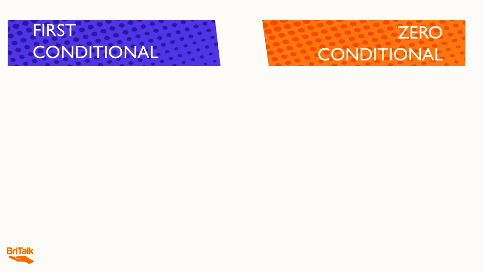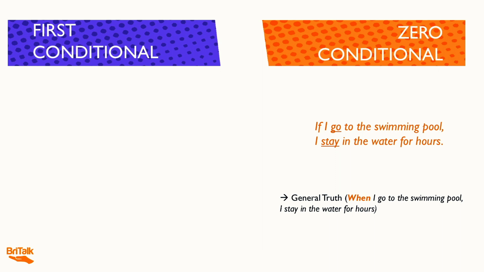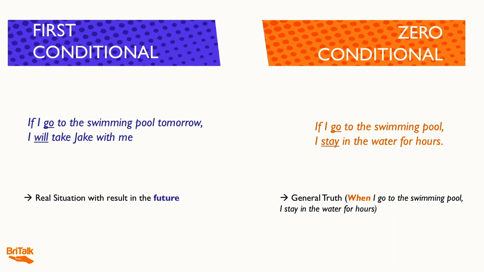Facciamo un paragone tra il zero conditional e il first conditional. If I go to the swimming pool, I stay in the water for hours. Se vado in piscina, rimango nell'acqua per delle ore. Qui stiamo parlando di un fatto generale e potremmo anche sostituire quella parola if con la parola when. Con il first conditional invece, if I go to the swimming pool tomorrow, I will take Jake with me. Quindi qui non stiamo parlando di un fatto generale, però stiamo parlando di un real situation with a result in the future.